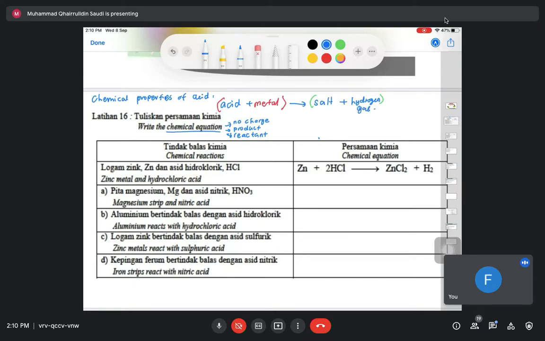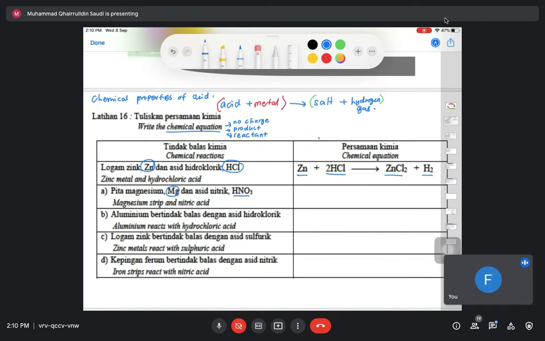Kalau salah properties, if you get the properties wrong, then you will get the product wrong. When you get the product wrong, your chemical equation will be wrong as well. So please tengok soalan. The first one that I have done for you is zinc reacting with hydrochloric acid, and you will get salt and hydrogen gas. So now let's start with magnesium and nitric acid.